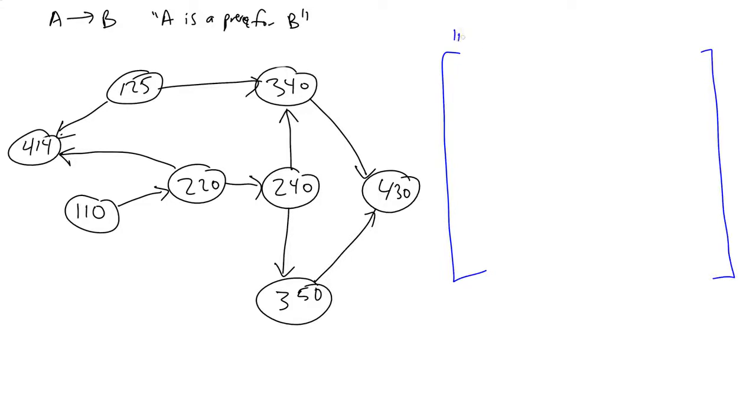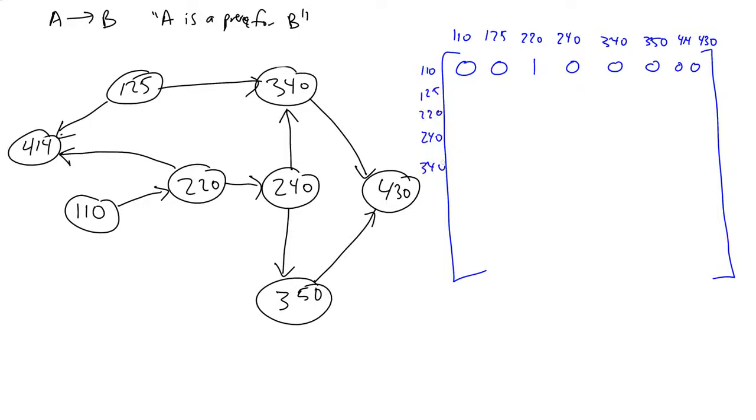I'm going to make the order be 110, 125, 220, 240, 340, 350, 414, and 430, barely enough room for that one. Okay, so let's see what we got here. 110 is a prereq for 220, and it's not a prerequisite for anything else. 125, so again, these are also numbered here, right, because an adjacency matrix is square, and we know that every row goes with one vertex, and every column goes with one vertex, so we can just duplicate the row names and the column names here. And so we got that.